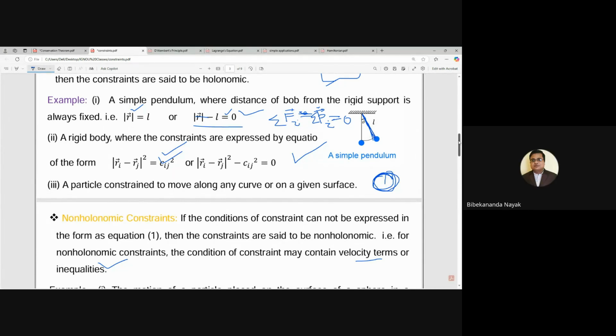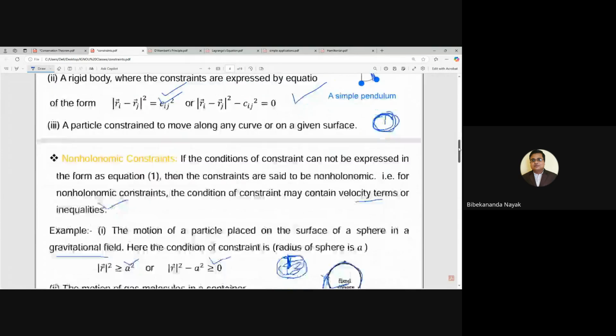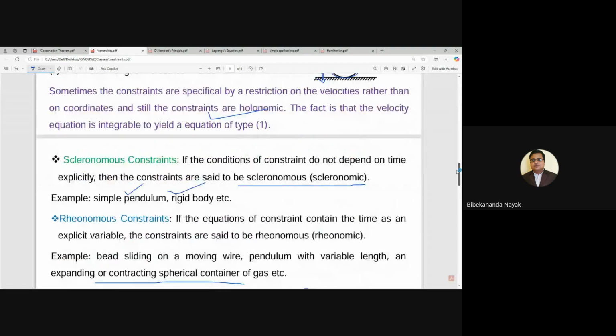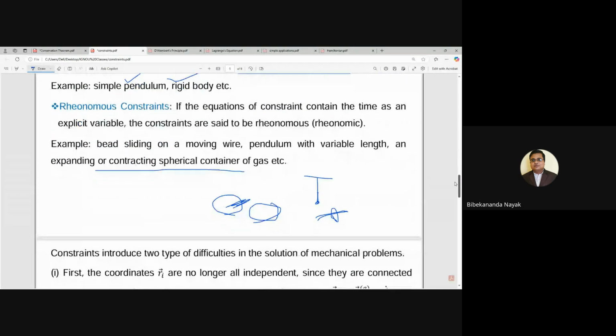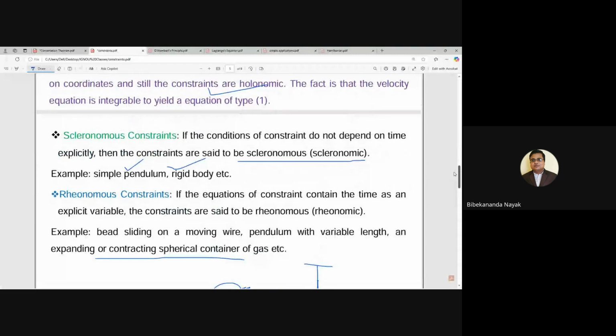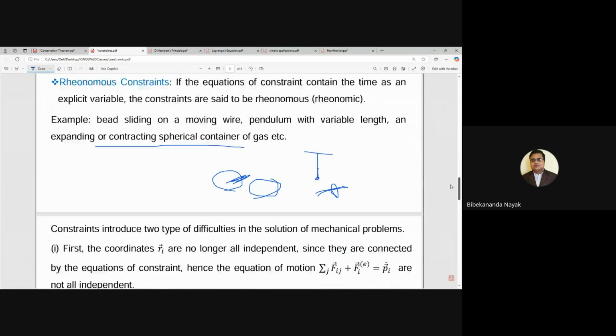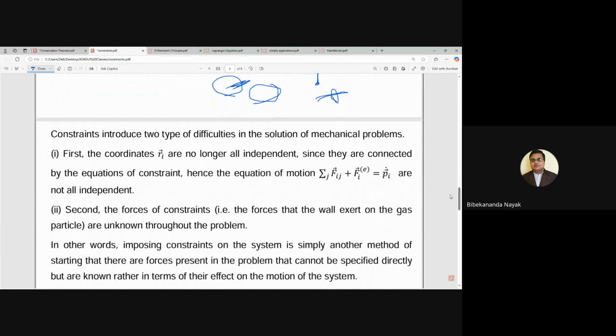Clear? So one thing is, due to constraint, the coordinates are no more all independent. Second thing is force of constraint. The force of constraint is unknown throughout the problem. We don't know what the force is acting due to constraint. Constraint introduces two types of difficulties in the solution of a mechanical problem.